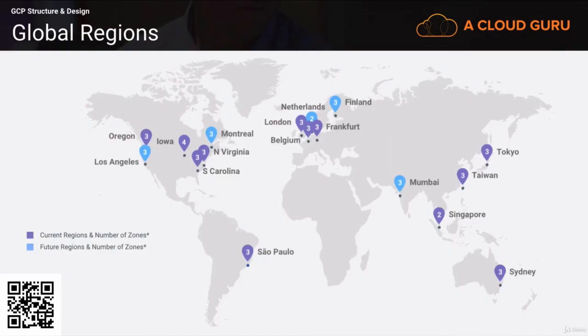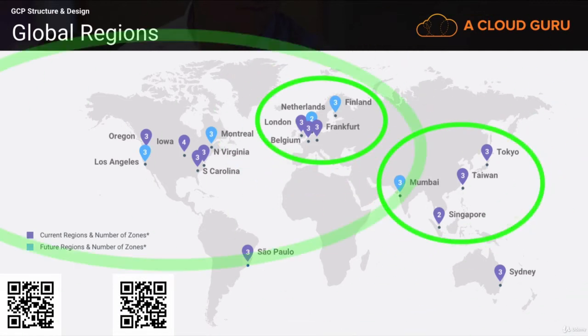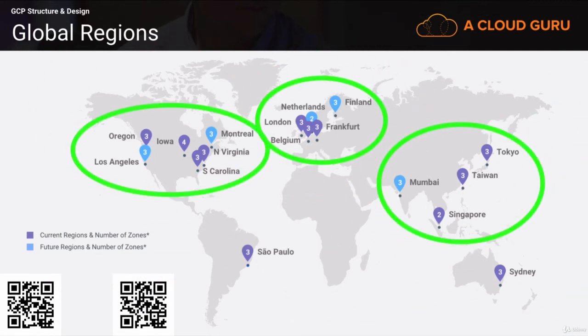So let's take a look at how this looks around the world. This is a map where each pushpin represents a region in the world, and the number on the pushpin tells you how many zones are in that particular region. There are regions like US Central 1, which is in Council Bluffs, Iowa, Europe West 3, which is in Frankfurt, Germany, and Australia Southeast 1, which is in Sydney. The multi-regions are Europe, Asia, and the US, or North America. Australia and South America can't yet be multi-regions because they currently only have one region each.